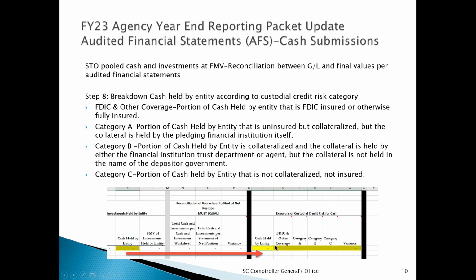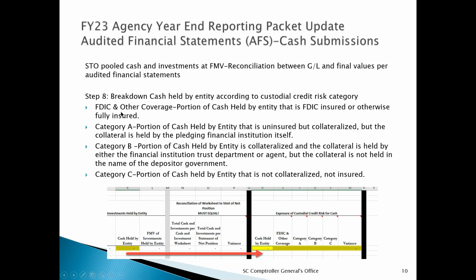Then you have to do one more disclosure here. Your cash held by your entity right here, you need to make sure you detail it out according to the exposure of custodial credit risk, because on our financial statements, we have to aggregate all the individual disclosure units within our CAFR or ACFR. We have to know the custodial credit risk and aggregate it for the complete disclosure. So you need to disclose this custodial credit risk for the cash held by your entity.